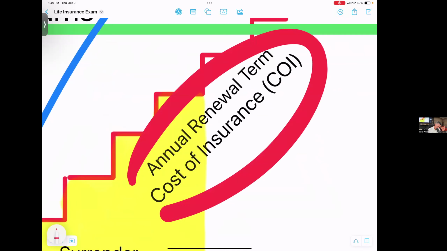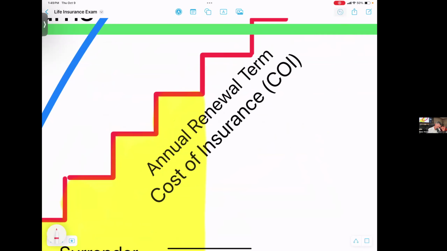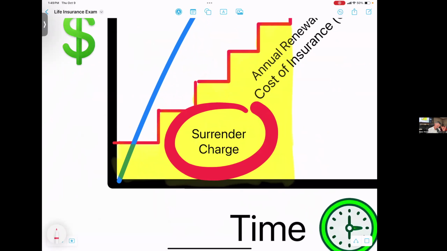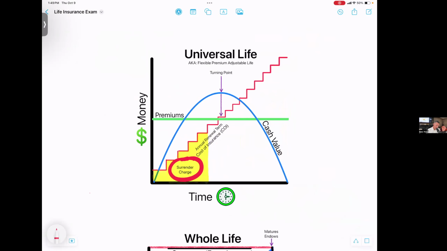Annual renewable term insurance, cost of insurance, and there's a surrender charge. Remember what a surrender charge is? That's if you want to cancel your policy, or surrender your policy, or drop your policy. In the test they use the word surrender, okay? If you surrender it early, there's going to be a fee, and that fee is going to eat up your cash value. So in the beginning part of these policies, there's no cash value because of the surrender charge.